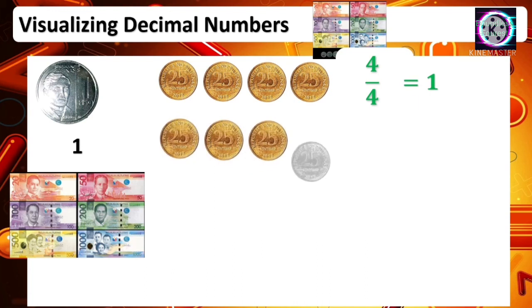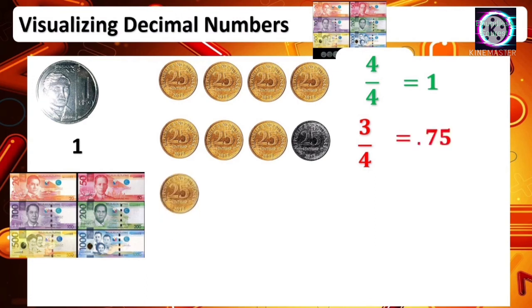Now, if we have only 3 25 centavo coins, we're going to express it first using a fraction. So we have 3/4 because 4 is equal to 1. That is why we have that as the denominator. And then 3 because we have only three 25 centavo coins. Now to change it into a decimal number, let us just get the total of the 25 centavo coins. So we have 25 plus 25 plus 25, or just simply 25 times 3, which is equal to 0.75.